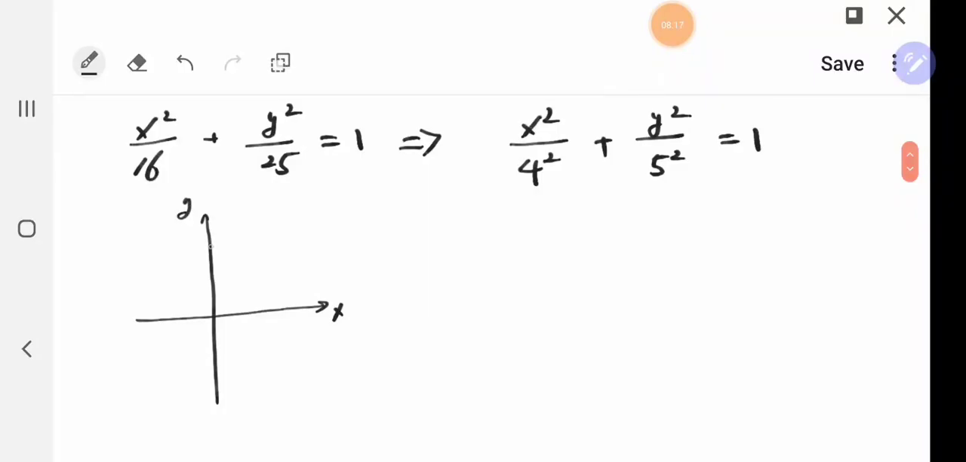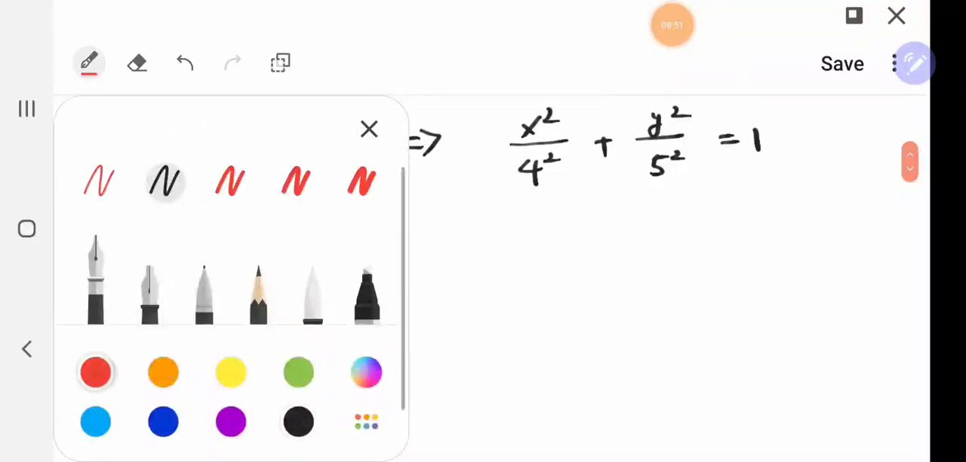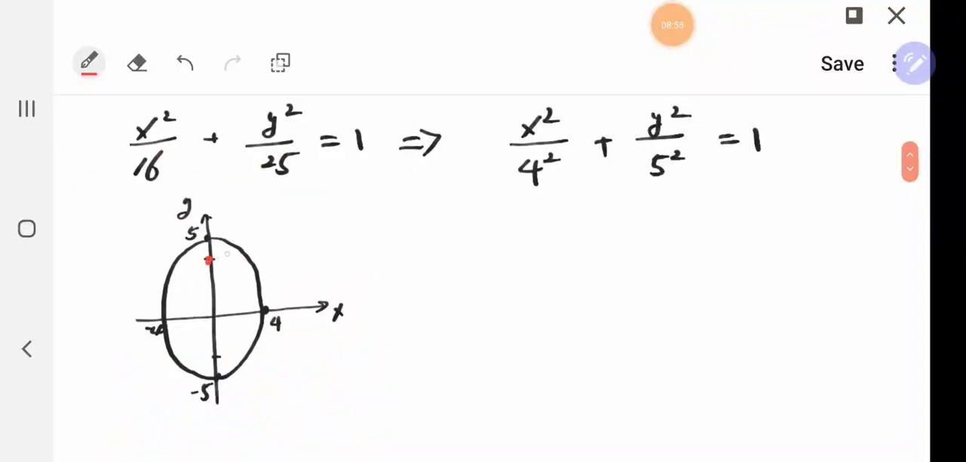The ellipse should be like this because the longer side is on y. So the focus is on the y-axis. On the y-axis, the largest number is 5, the lowest y value is -5. This is the major axis, and the minor axis is x, so 4 is on the right and -4 is on the left. And this is the focus C. So x equals 0, y equals C, and this part is x equals 0, y equals -C. So there are two foci.